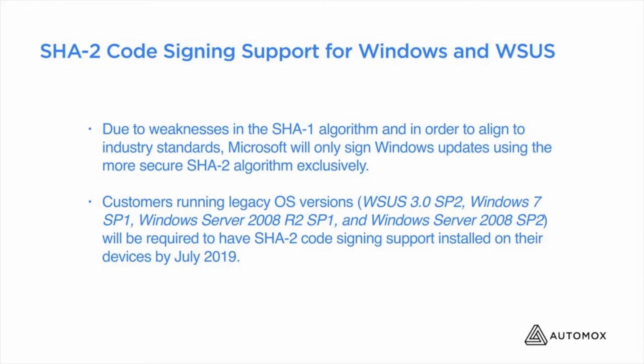Customers running legacy OS versions and also legacy WSUS 3.0 SP2, if they're running Windows 7 SP1, Windows Server 2008, and Windows Server 2008 SP2, both those service packs are susceptible to getting these standalone updates first before you actually update to SHA-2. For Windows 10 and above, it's pretty easy. You just make sure that you're patched fully with the most recent Windows Update releases, and it's going to upgrade to SHA-2 for you.